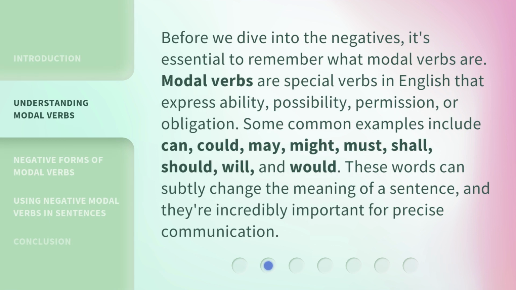Before we dive into the negatives, it's essential to remember what modal verbs are. Modal verbs are special verbs in English that express ability, possibility, permission, or obligation. Some common examples include can, could, may, might, must, shall, should, will, and would. These words can subtly change the meaning of a sentence, and they're incredibly important for precise communication.